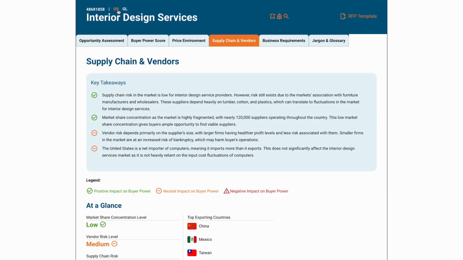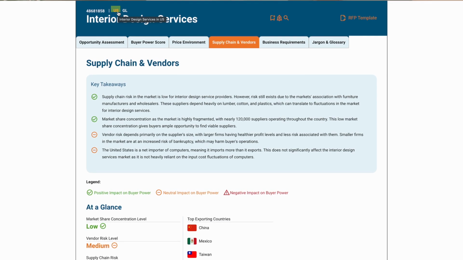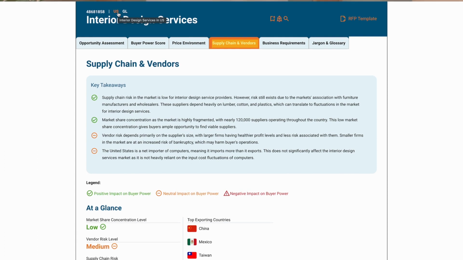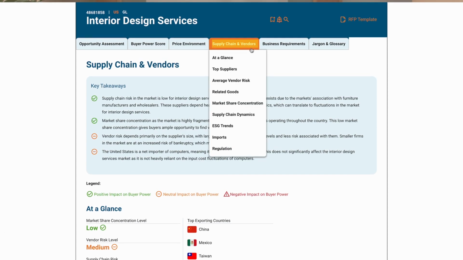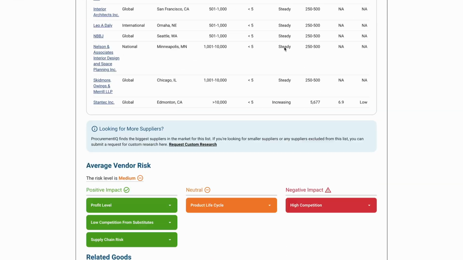Lastly, we get a lot of questions about supplier diversity, and we'll show clients this map that breaks down which geographies the suppliers of a category operate from. And the next question is always, how many of those suppliers are diverse? The good news is, if you're executing your sourcing strategy with US-based suppliers, you can go back to the US view of a report, navigate back to the Supply Chain and Vendors chapter, and scroll down to the section that outlines supplier diversity.